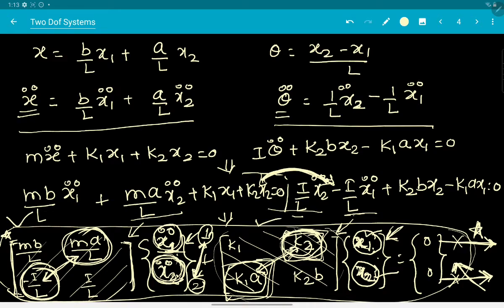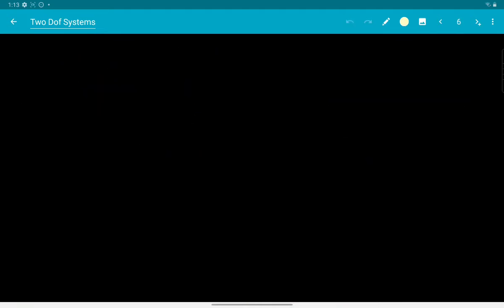However, I'll show you just now that if you happen to choose x and theta as your choice of variables, then you don't get acceleration coupling. That is, mass matrix inertial coupling is not there, dynamic coupling is not there. So accelerations are not coupled in that case. However, displacements will still be coupled. We'll be able to see to it.